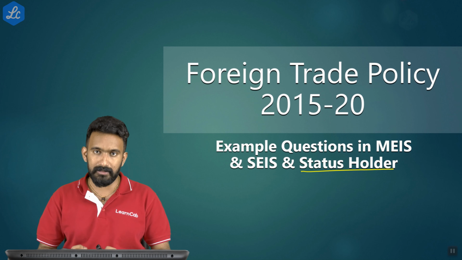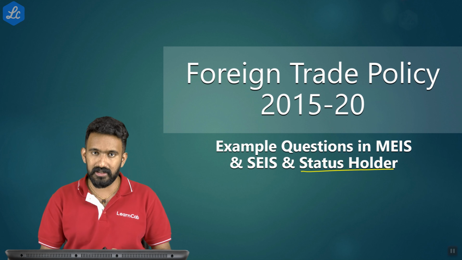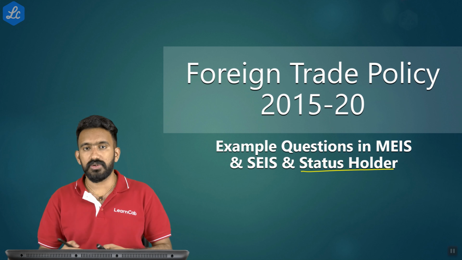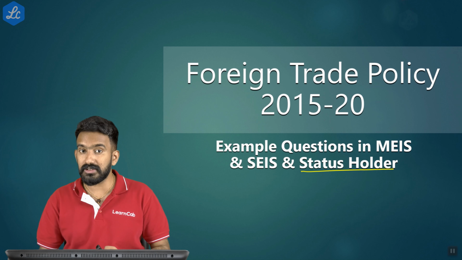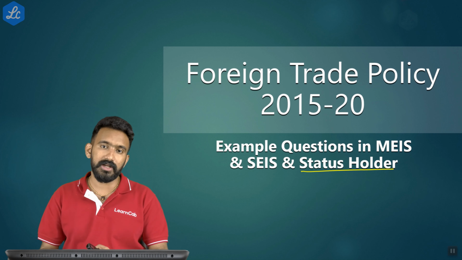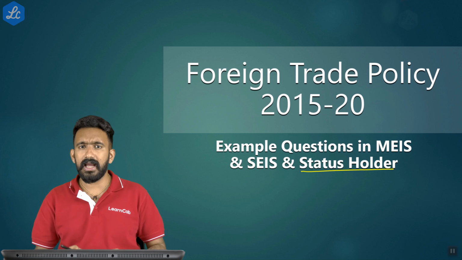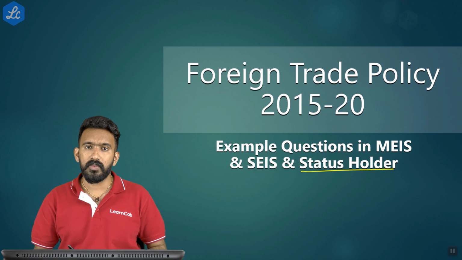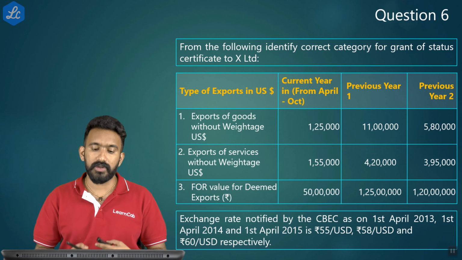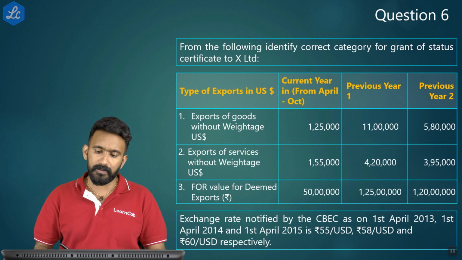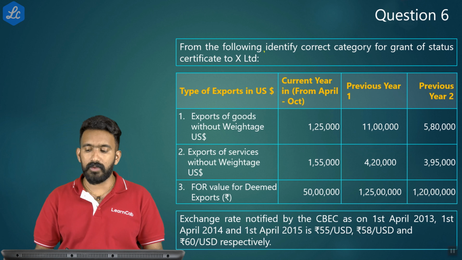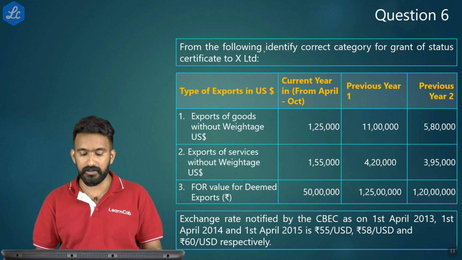Starting with $3 million, he'll be called a one-star export house. Then there is up to 5-star, which requires up to $2,000 million of export performance. This performance is calculated over the last 3 years, and that is what we would check now, whether these people are eligible or not eligible. Now let's read the question. From the following, identify the correct category for grant of status certificate to X Limited.